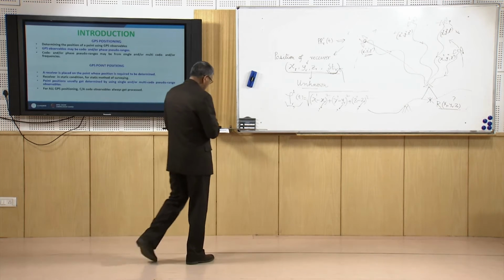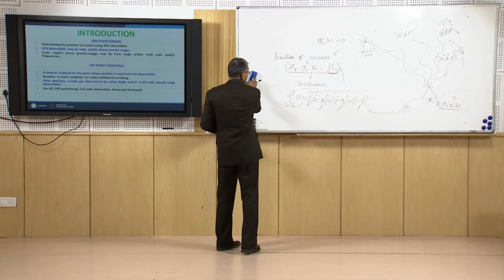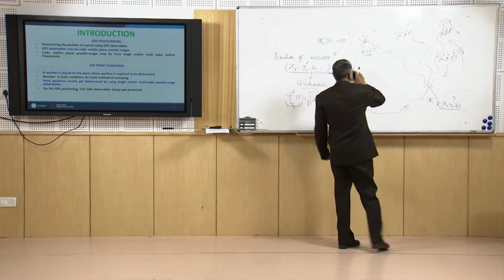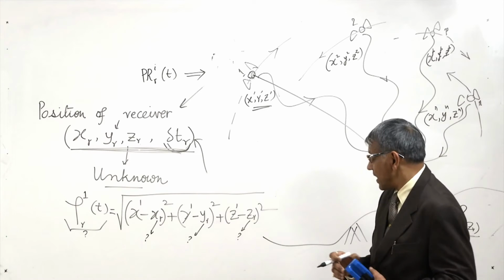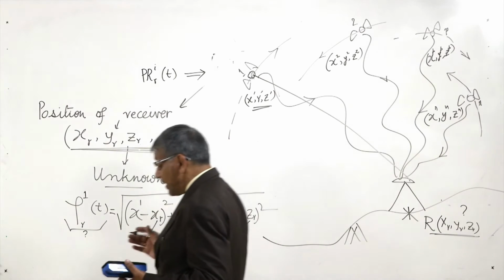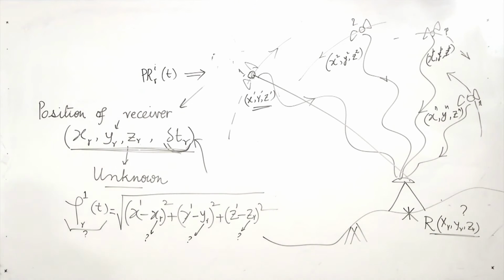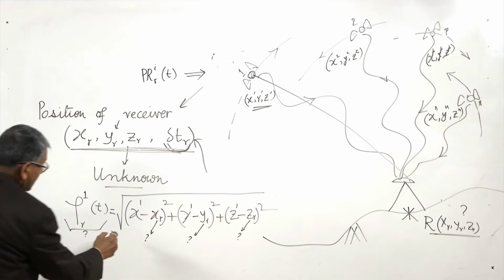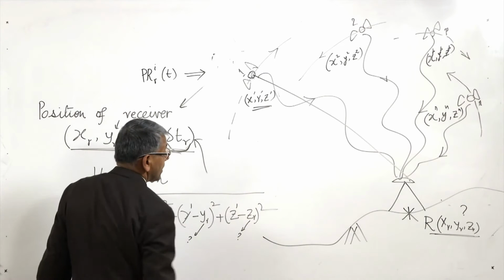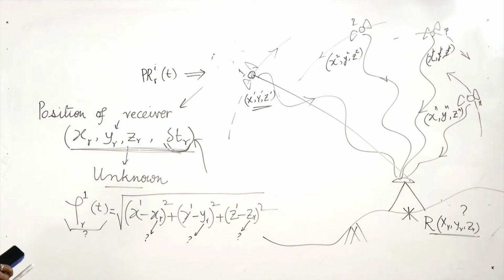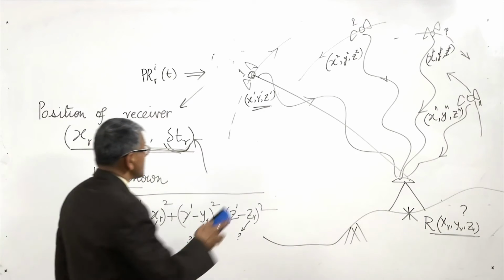Now how do we resolve it? As I told you, we will go for least square analysis to find out these values, but least square analysis requires a linear relation, and this is a non-linear equation. You can see this is to the power 1, this is to the power half. So this non-linear relation first has to be linearized.